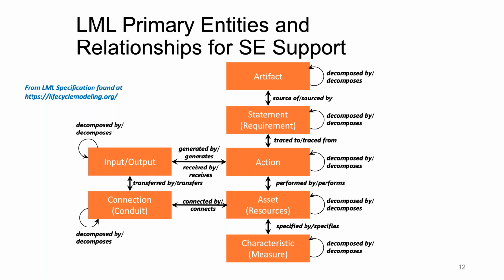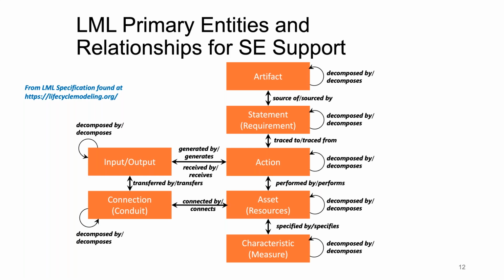And then we can also associate requirements with test cases. So I use verified by for that purpose. So again, we have other relationships that you're not seeing here, but these are your primary flow down, your decomposition from your document model to your functional model, to your physical model with assets, and then the characteristics associated with assets.